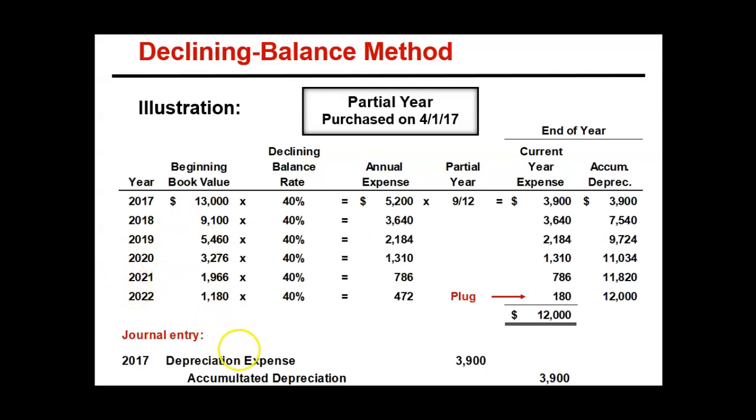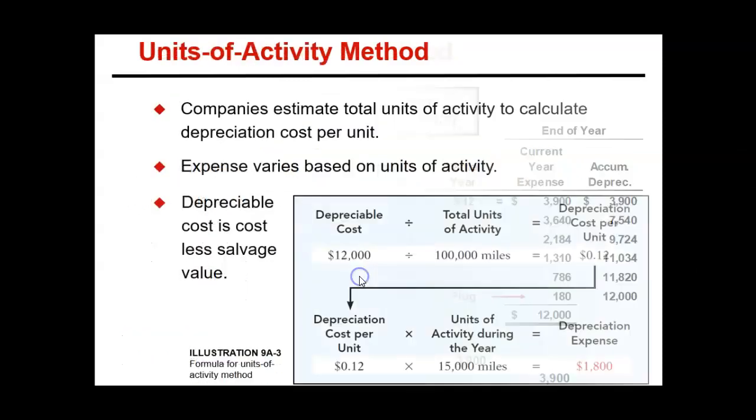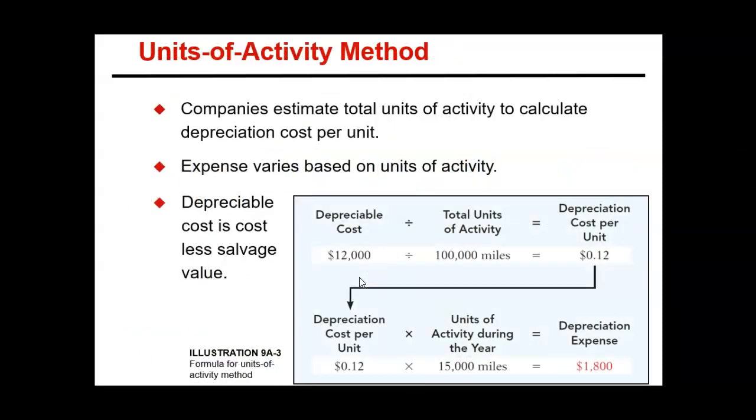But notice that at the end of the first 3 months in 2022, the amount expensed would be $180, because once again, the total amount expensed, the $12,000 shown here, must be the same as the depreciable cost of the asset. Okay.